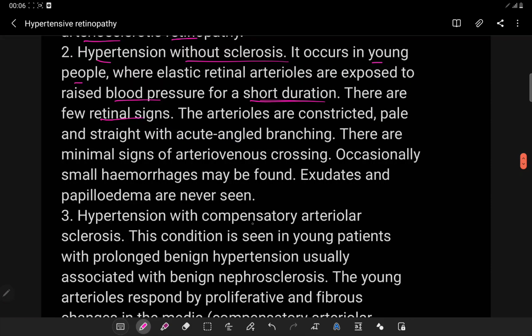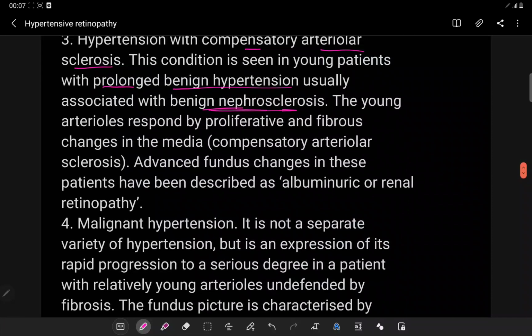Next, we have hypertension with compensatory arteriolosclerosis, which is seen in young patients with prolonged benign hypertension, usually associated with benign nephrosclerosis. Then we have something called malignant hypertension.